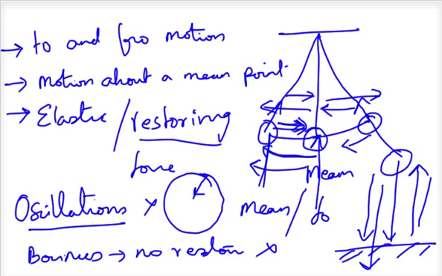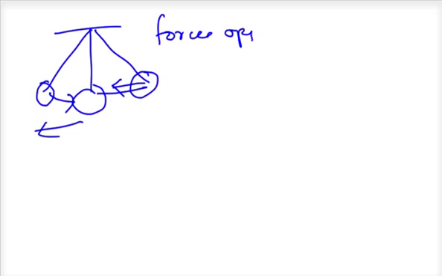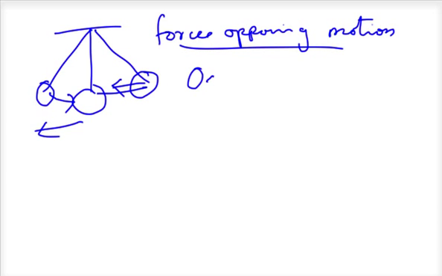On the other hand, let's look at our pendulum example. Suppose I take my pendulum and the pendulum was oscillating. When the pendulum moved towards this side, the restoring force was in this direction. When the pendulum moved to the other side, the force was again in the opposite direction. So whenever there is a force opposing motion, we will say that the motion is oscillatory motion.